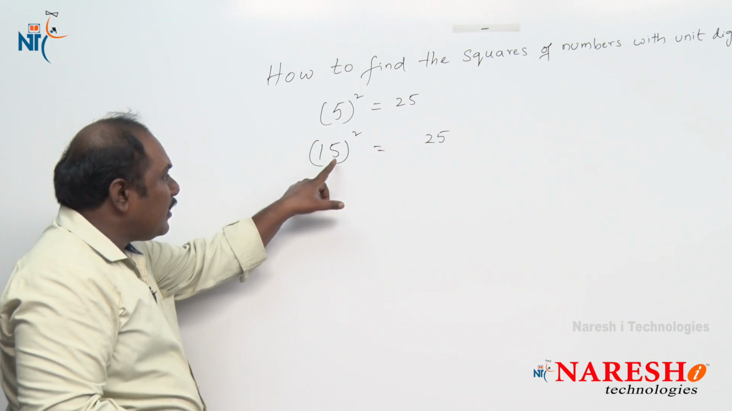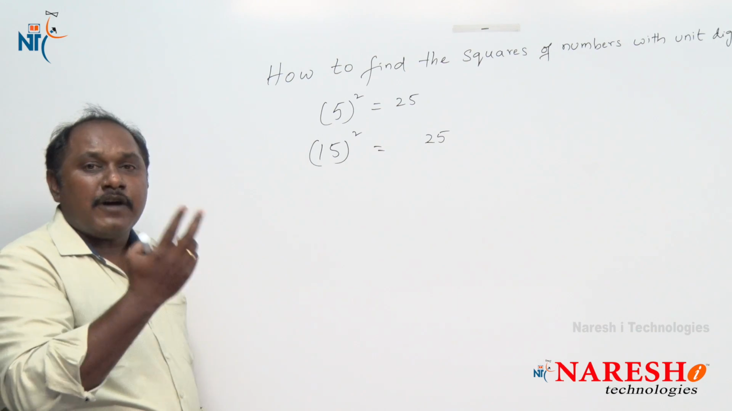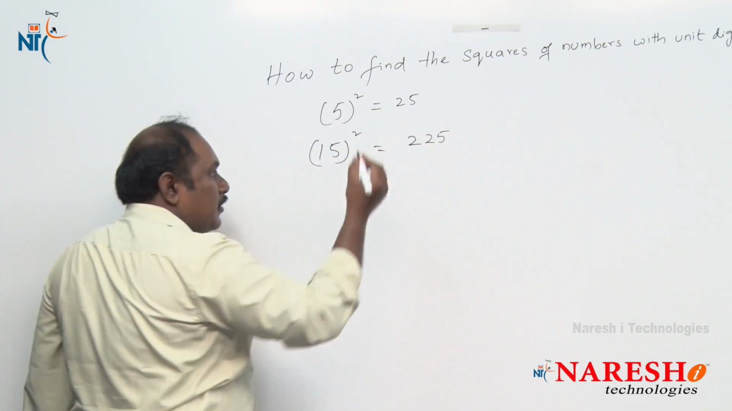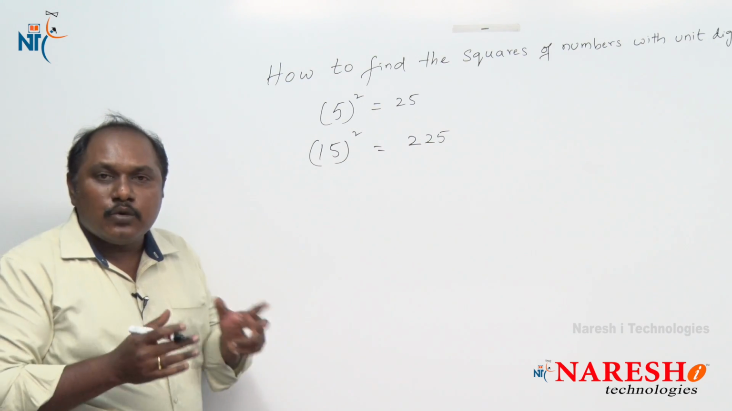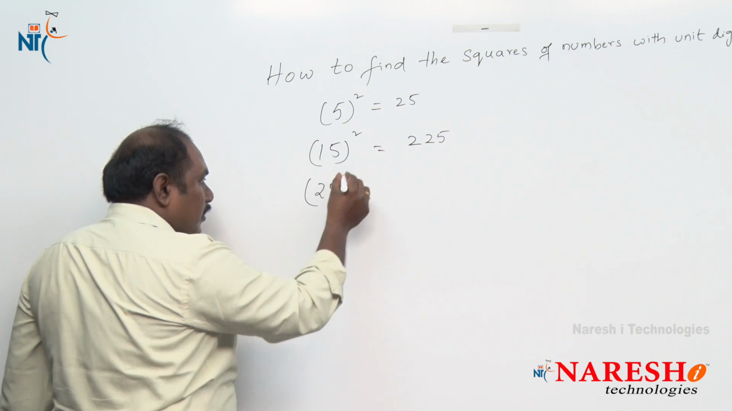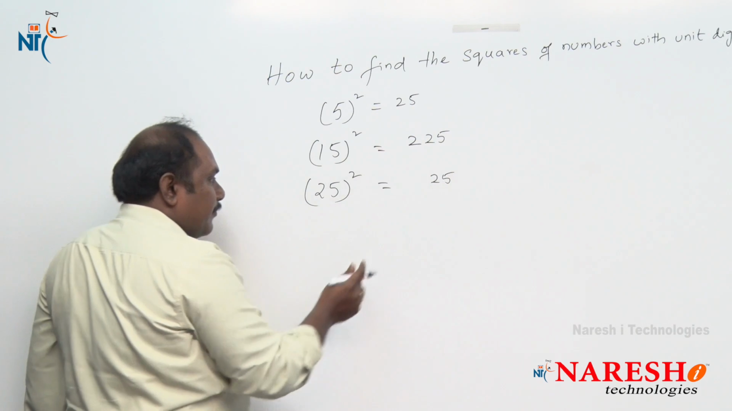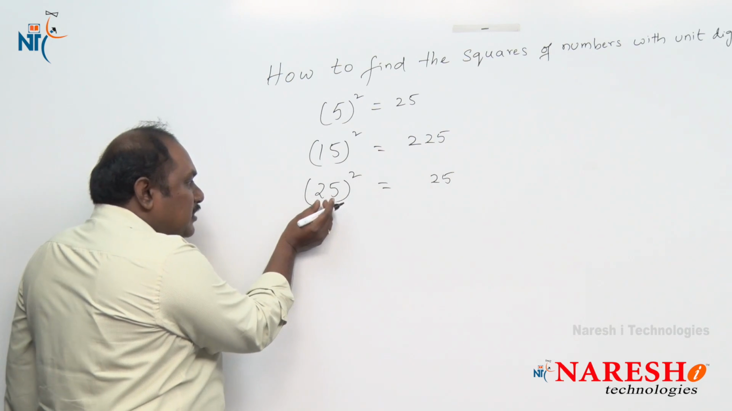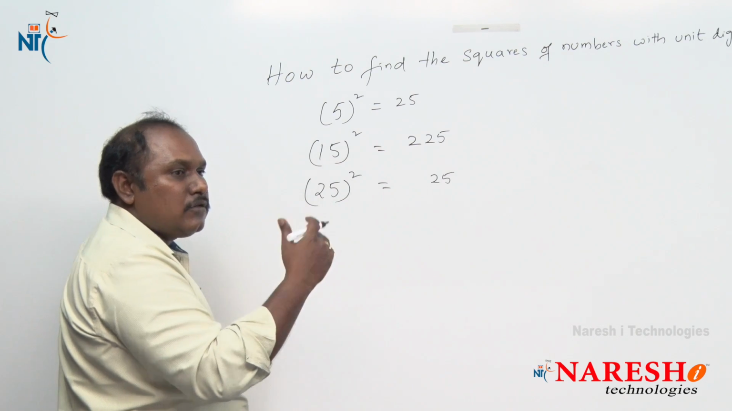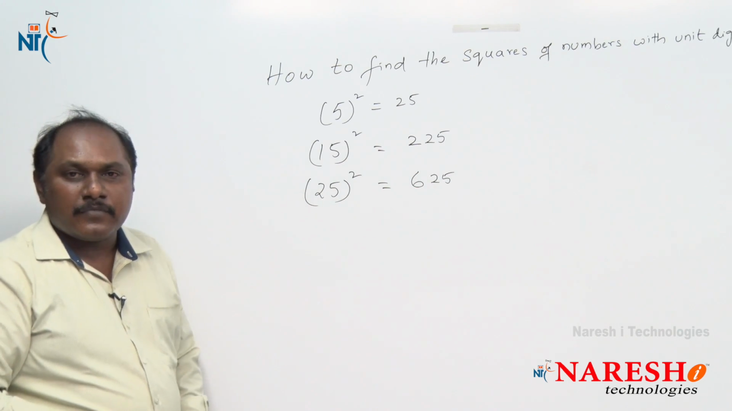Now what is the number before 5? 1. What is the next number of 1? 2. 1 into 2 is 2. So 15 square will be 225. Now I need to find out 25 square. Definitely the last 2 digits will be 25. Now the number before 5 is 2. 2 into the next number of 2, 2 into 3. Answer is 625.